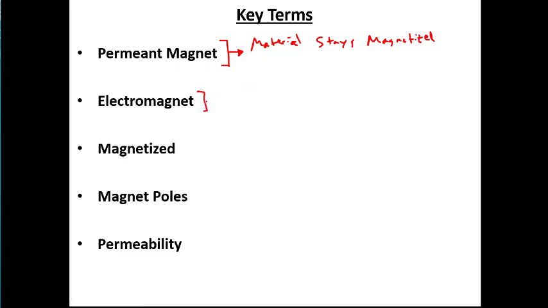An electromagnet, this is a magnet that we make using electricity. And what we'll find is that when we have a wire and there's current moving through the wire, it's going to create a magnetic field. And we'll use these electromagnets in many practical industrial type of applications.